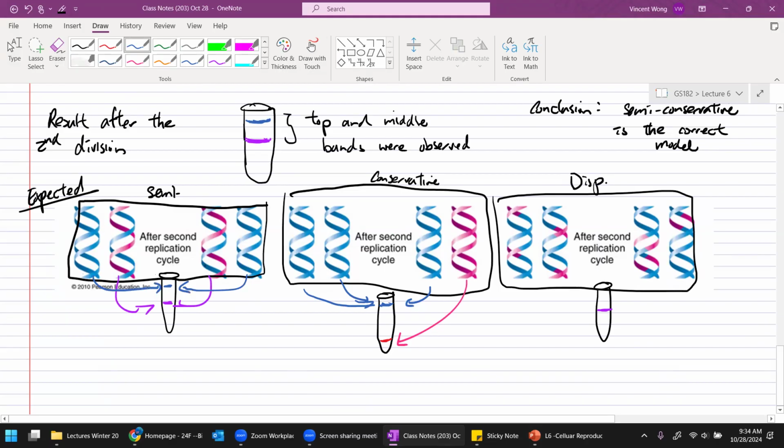That's all. No more experiments for today. Those are the two big ones, okay? Hershey and Chase. Hershey like the chocolate. And Meselson and Stahl.